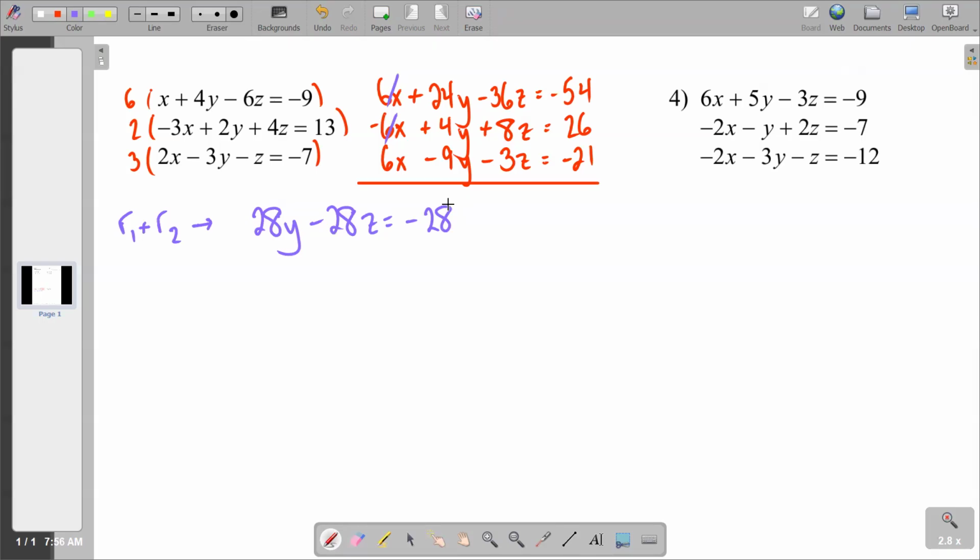All right. Now let's add rows 2 and 3. How many x's do we get? 0, right. How many y's do we get? Negative 5 of those. How many z's do we get? Positive 5 of those. And what is our constant term? Good job. That went better than last time. Good.